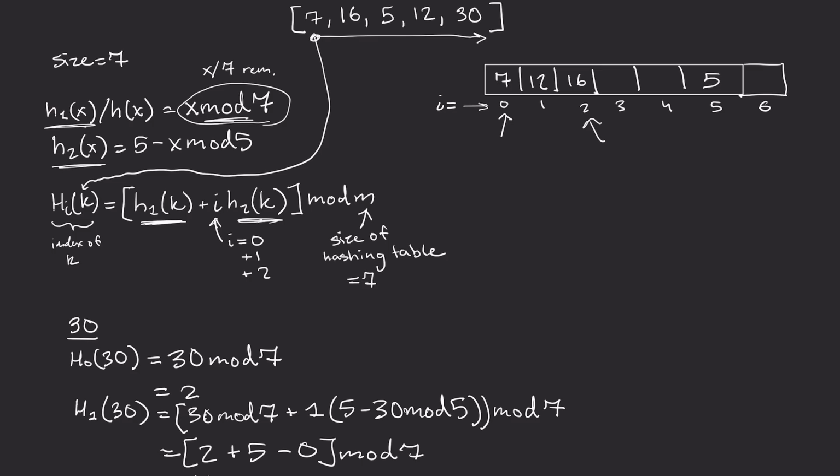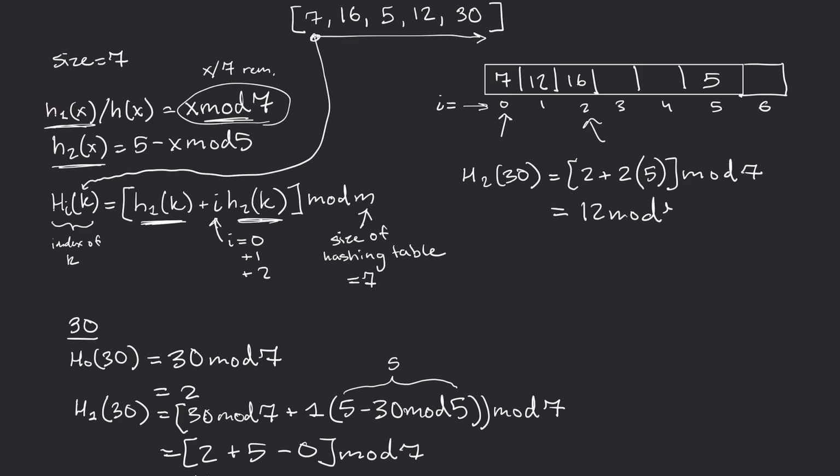And there's already another element in 0, so what do we do in this case? We just keep incrementing i. So now we're going to calculate h2 of 30, and that's going to be equal to, we already calculated 30 mod 7, it's 2, so we're just going to go 2 plus 2 times, this whole thing is just going to equal 5, so 2 times 5 mod 7, so this is going to be equal to 12 mod 7, and that's going to be equal to 5, and there's already a number, so what do we do?